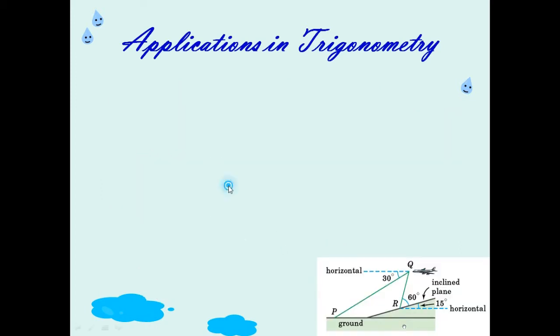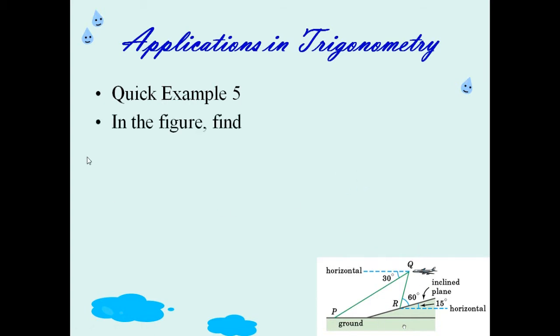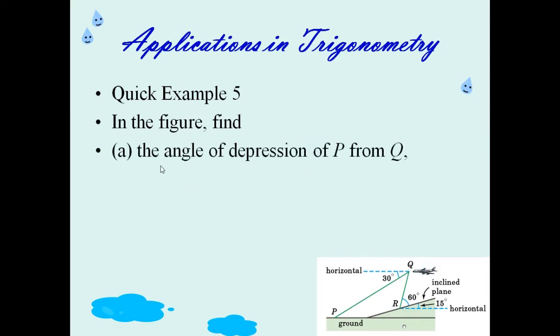Let's do some examples. Here you see that there are points P, Q, and R. When you're looking at the question, you must know which point is your observer. In this example, in the figure, you want to find the angle of depression of P from Q. So Q is the observer. That means this is the observer here, and this is looking downward. So this one is the angle of depression. So there's no mathematics step. You just write down the angle of depression is 30 degrees in this part.